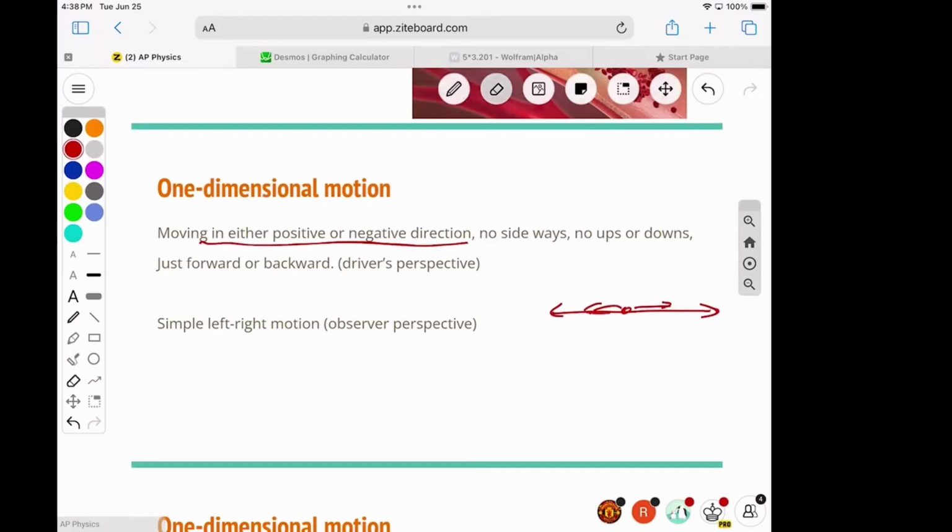So one-dimensional motion is always in one direction, either forward or backward, left or right, no sideways, no ups or downs, just that, okay? So from the driver's perspective, you're going forward or backward. From the observer, it's left or right. Or if you draw your axis this way, then it could also be up and down. But it does not allow sideways motion. Okay? So that's what we're going to start with.